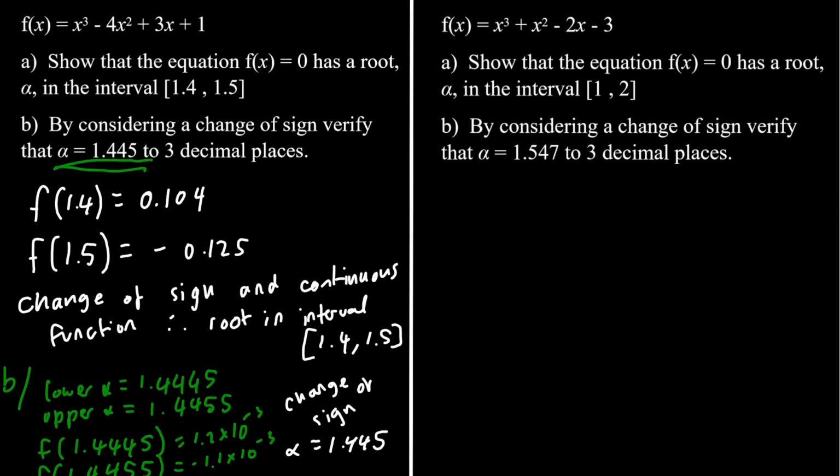One for you to try. Give it a go. So if we've got a root in the interval between 1 and 2, we should get a change of sign. So if we substitute in 1, substitute in 2, if one's positive and one's negative, that means it crosses the x-axis between them. If it is a continuous function, which it is, so let's do f of 1 and f of 2.